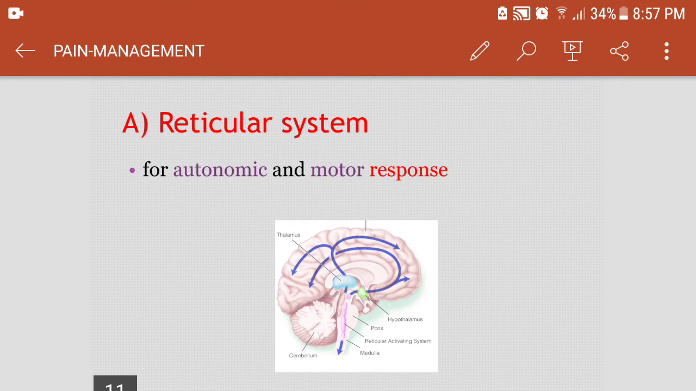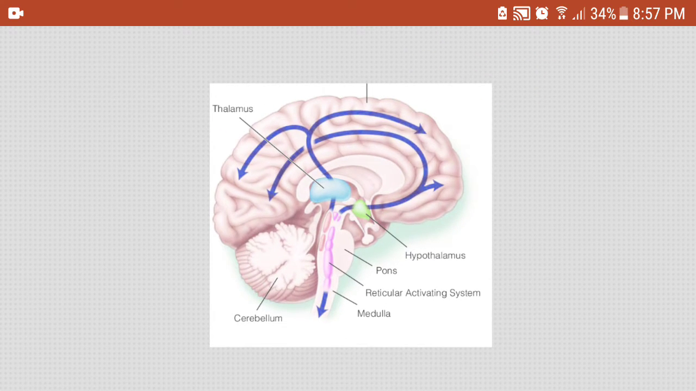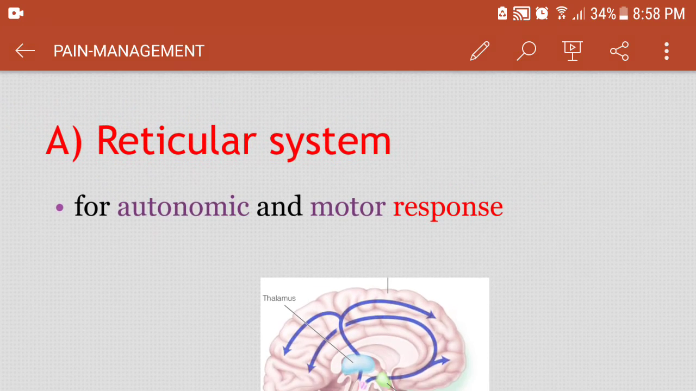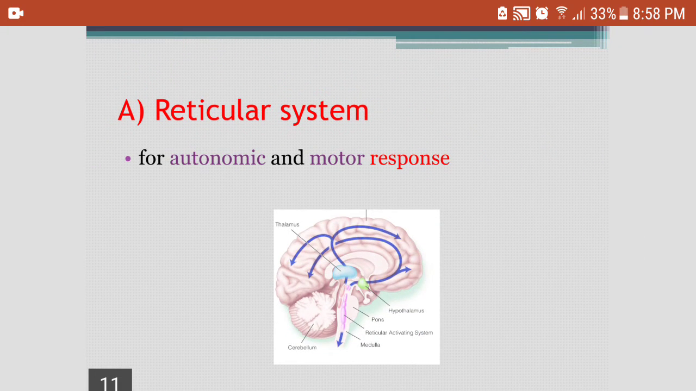The reticular system, as shown here in the picture. This is the reticular system in the brain. So, when the impulse arrives at the reticular system, it will do its job, which is autonomic and motor response. Autonomic means involuntary responses, such as pulling the hand away or raising the heart rate.